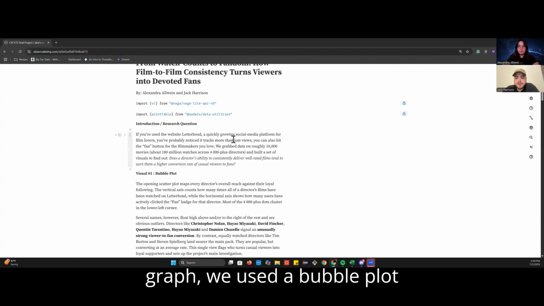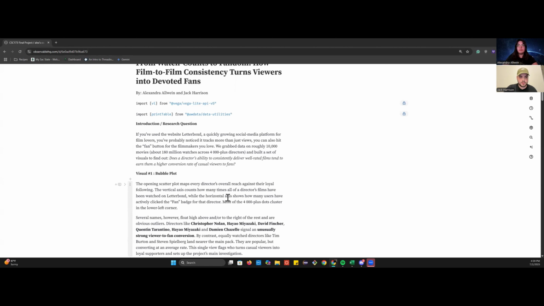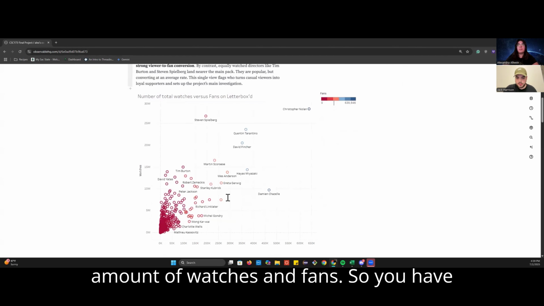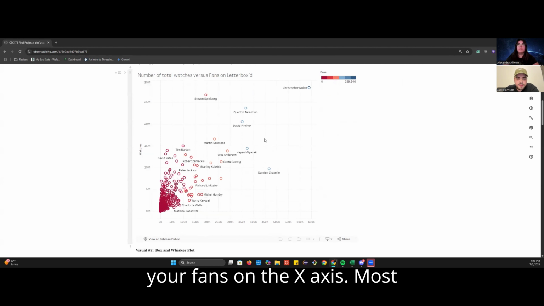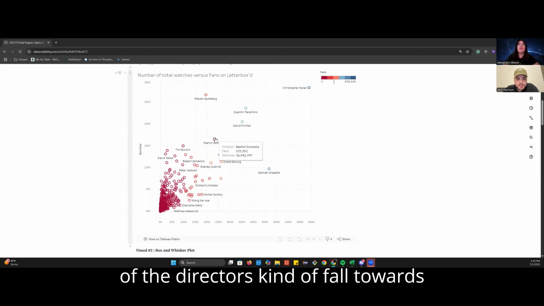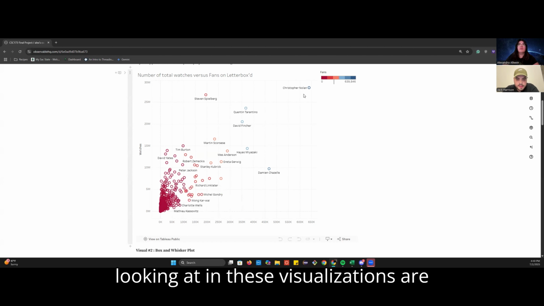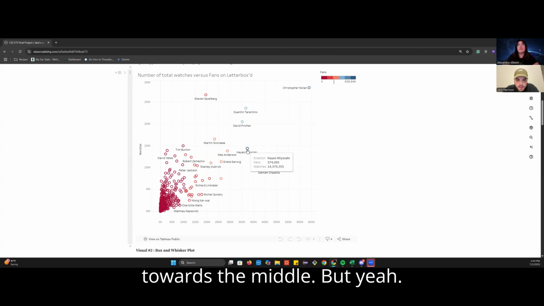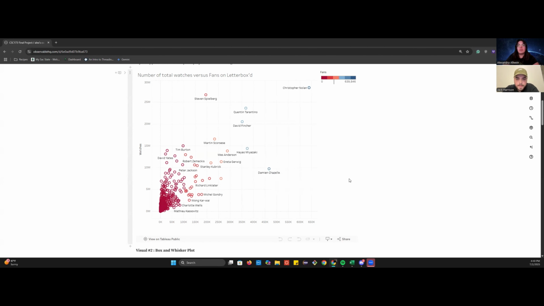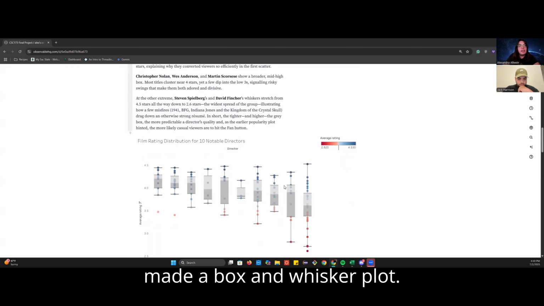So for our first graph, we used a bubble plot, and it essentially looks at the amount of watches and fans. So you have your watches on the y-axis, and you got your fans on the x-axis. Most of the directors kind of fall towards that left bottom quadrant, but the notable outliers that we're going to be looking at in these visualizations are the ones in kind of the top right area towards the middle. And then for our next visualization, we made a box and whisker plot.